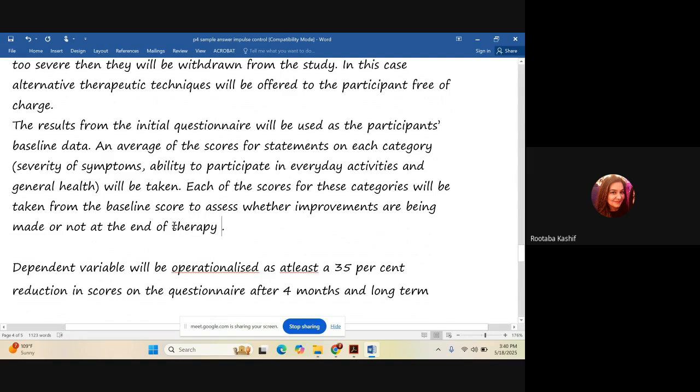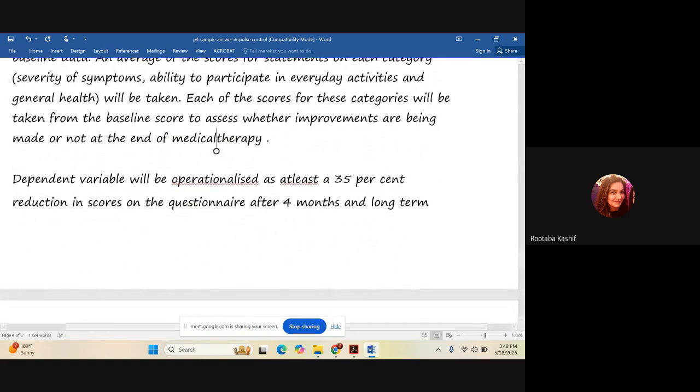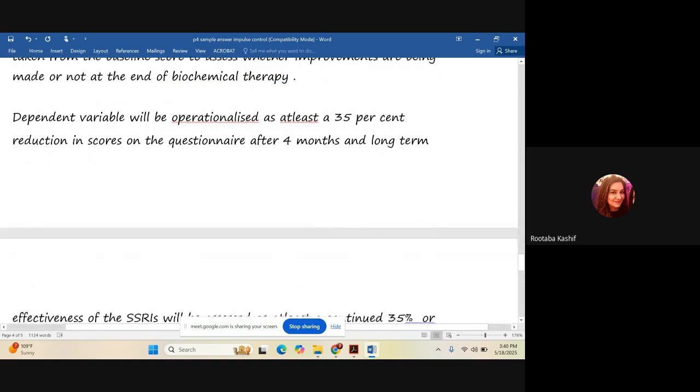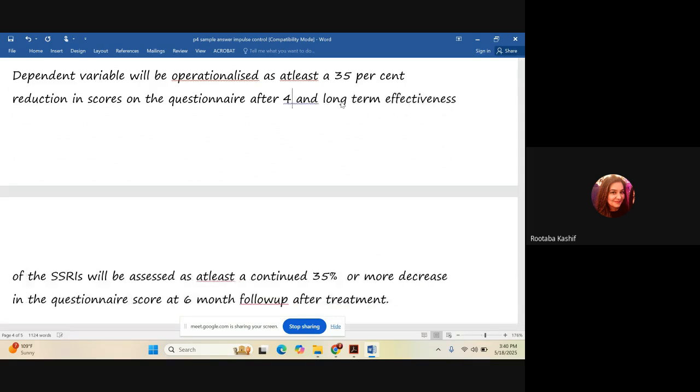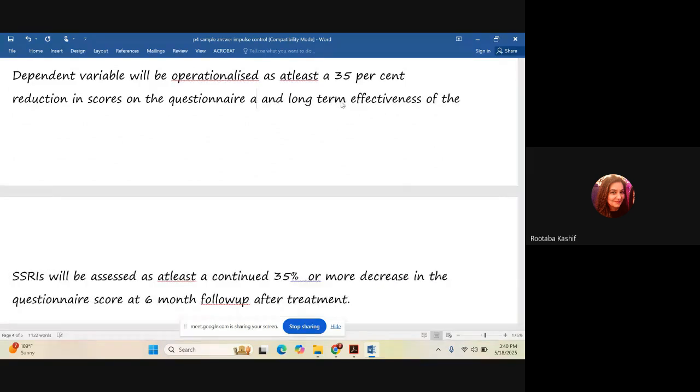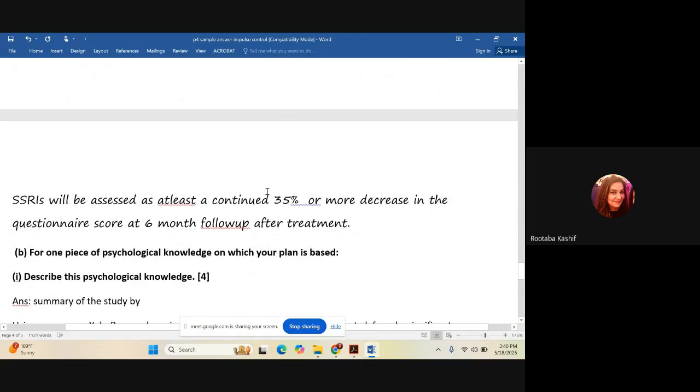Therapy, medication, medical therapy, right? Or biological therapy, biochemical therapy. Dependent variable will be operationalized with at least a 35% reduction in scores on the questionnaire after treatment, and long-term effectiveness of SSRIs will be assessed as at least a continued 35% or more decrease in questionnaire score at 6-month follow-up after treatment.